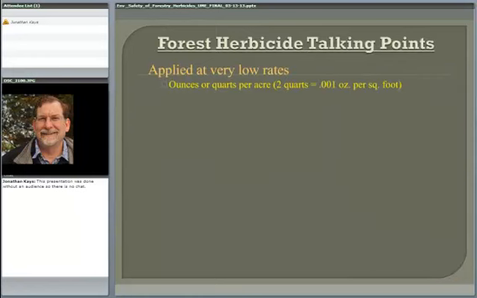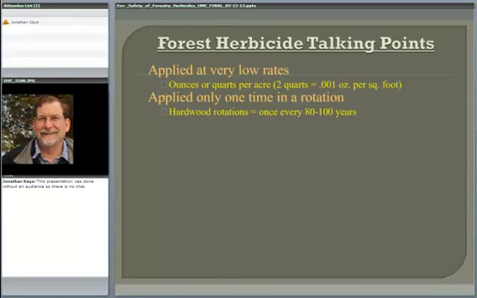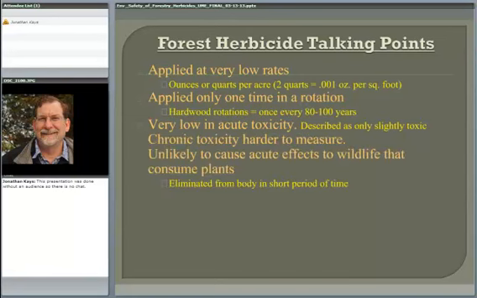So let's take a look at the list of points that we've talked about here today. First of all, forest herbicides are applied at very low rates, ounces or quarts per acre, and they're usually applied once, maybe twice in a rotation. Hardwood rotations would maybe be once, pine maybe twice. So very infrequent, especially compared to agriculture, and very low in acute toxicity. As a matter of fact, most of them are described as slightly toxic, usually greater than 5,000 milligrams per kilogram of body weight, which is very, very low.